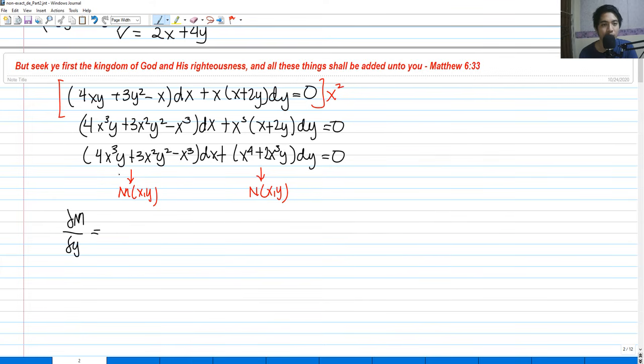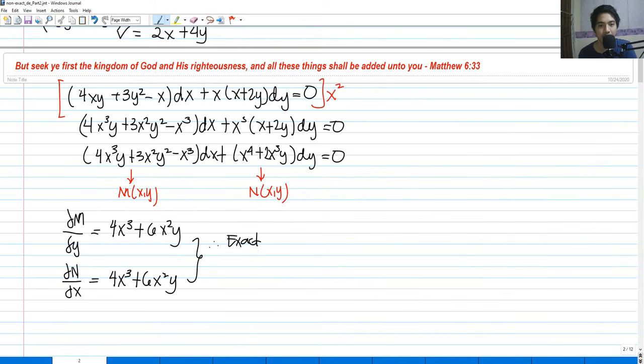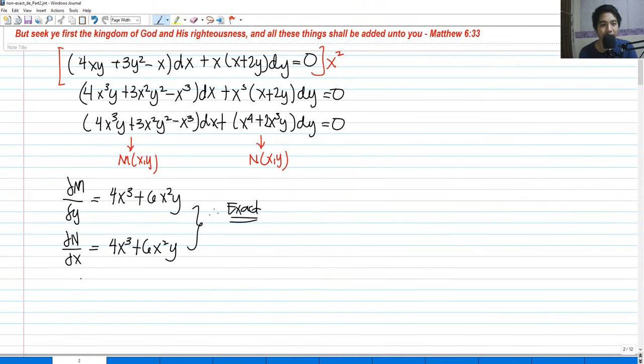Partial of m with respect to y would be 4x cubed plus, considering this as a constant, differentiating this, we have 6x squared y. With respect to y, the x cubed is 0, because that is considered as a constant. So partial of n with respect to x, we have 4x cubed plus 6x squared y. So therefore, they are now exact, and we know how to solve exact equations. If you haven't watched my video, please watch it first. So how do we do this?